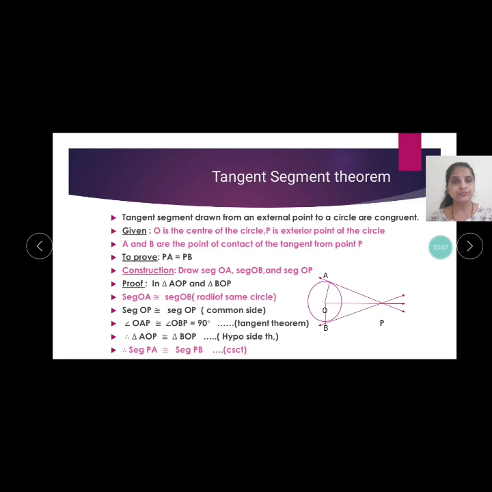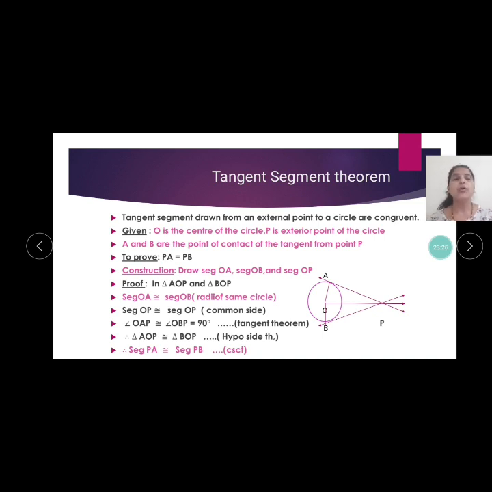Construction we have to do. We have to draw OA, OB and OP. So we get two triangles over there. The two triangles are triangle OAP and triangle OBP. Right? We have to prove that these two triangles are congruent.